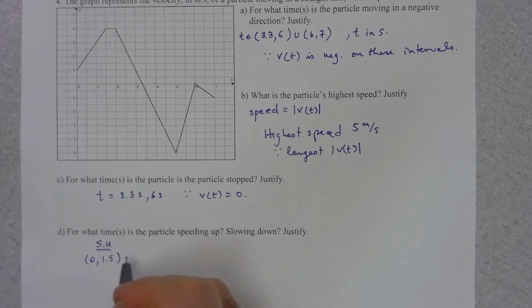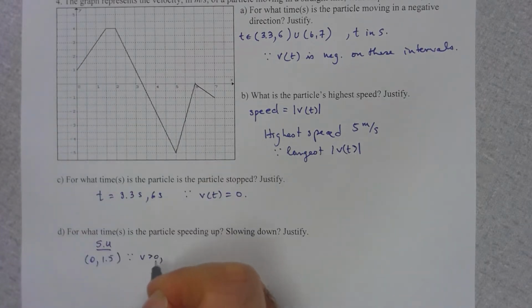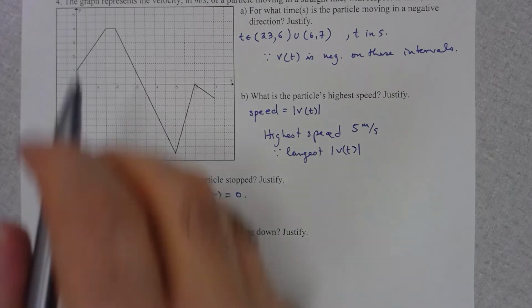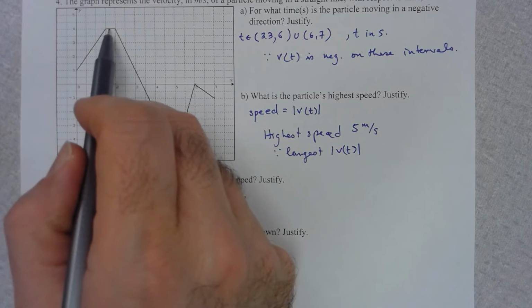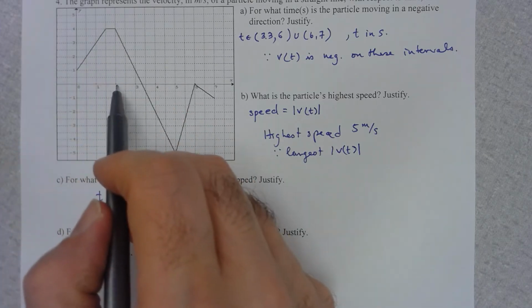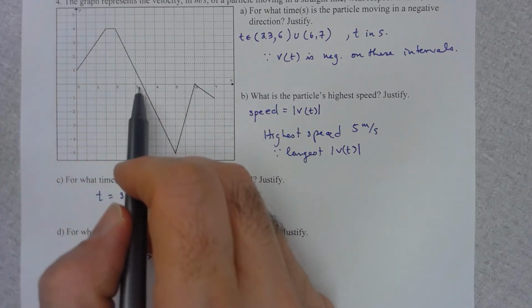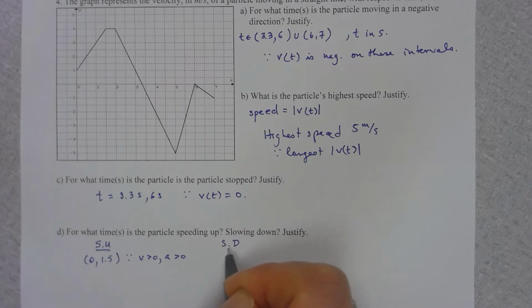Okay, and why? Since the velocity is greater than 0 and the acceleration is also greater than 0. Okay, there's all the justification we need. Now in this section here, we're not going to include that at all because the velocity remains the same, meaning it's neither speeding up nor slowing down. So our next section will be from 2 to about 3.3. Okay, but that's going to go in our slowing down category.